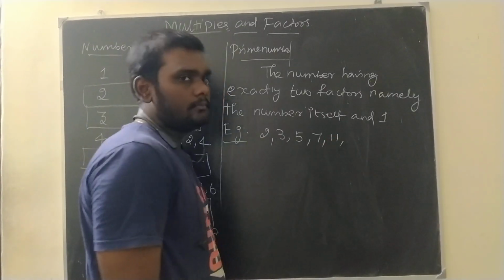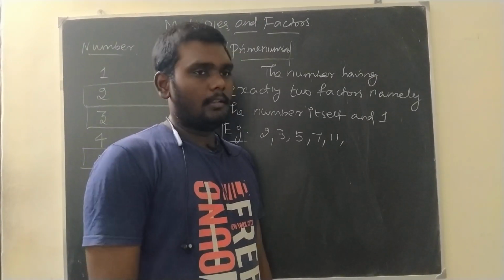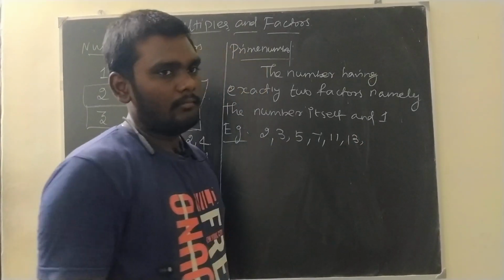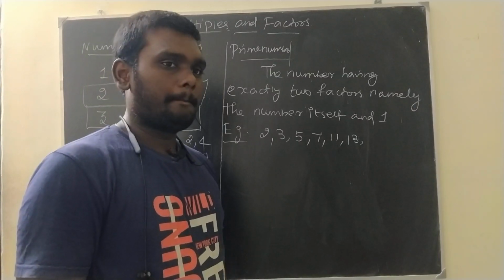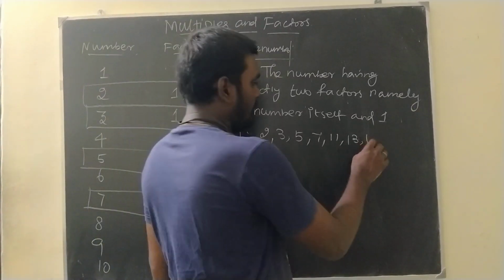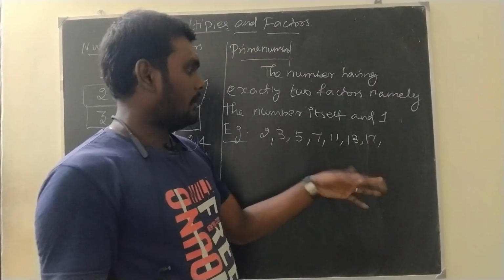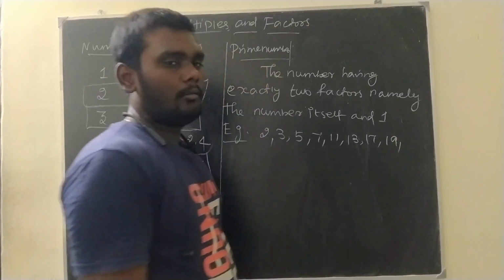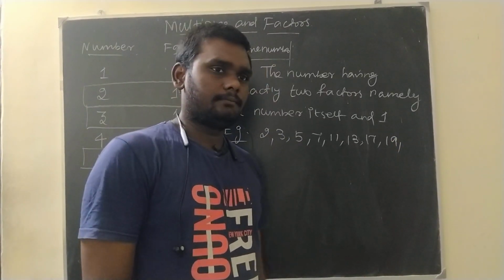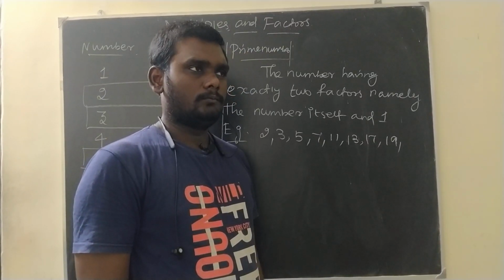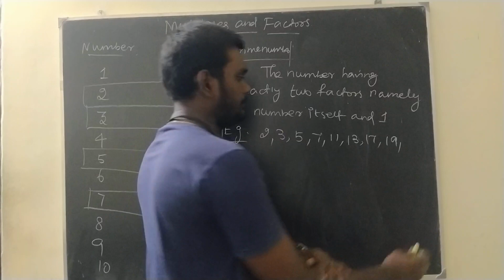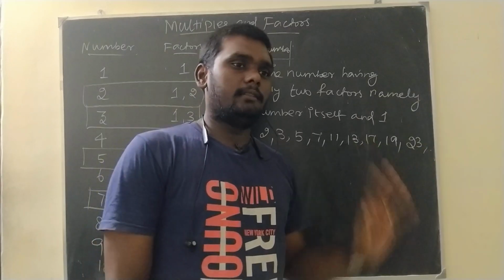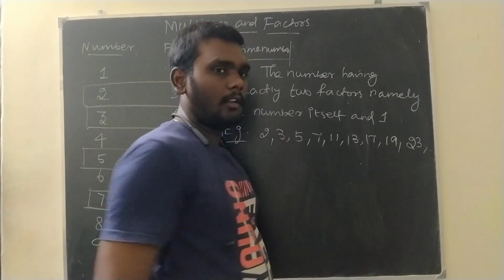11 will come. 12 will not come. 13 will come. 14 will not come. 15 will not come. 17 will come. 18 will not come. 19 will come. 20 surely will not come. 21, okay, didn't come. 23, this like it goes on. Okay.